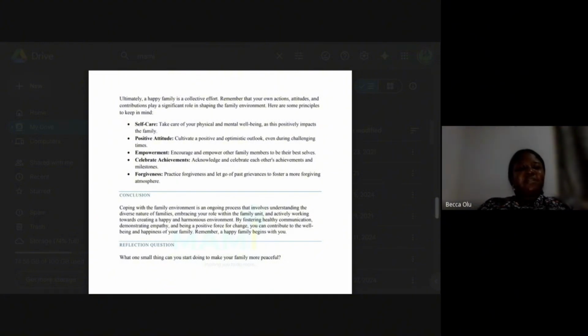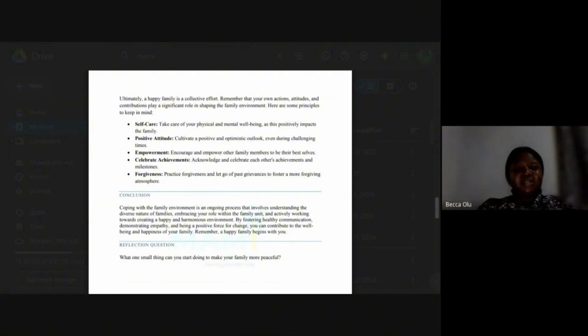Celebrate achievements. Acknowledge and celebrate each other's achievements and milestones. Your sister took first, celebrate her, right? All the good news that happens in your family, celebrate. That is your family. There's no need to be jealous. There's no need to feel like, oh, why was it not me? Don't do that, okay? Celebrate.